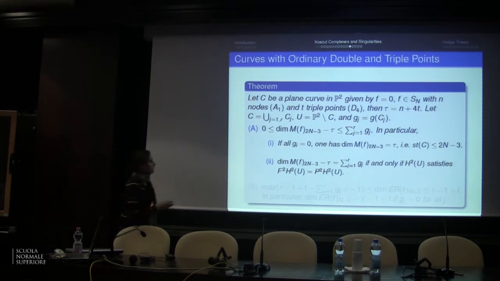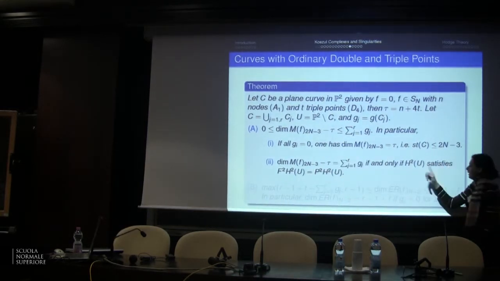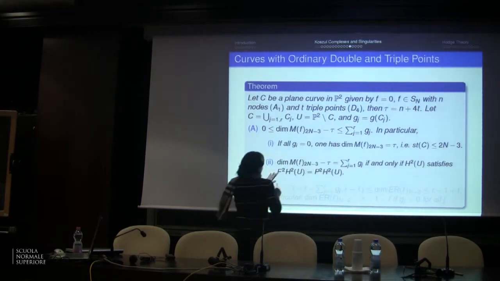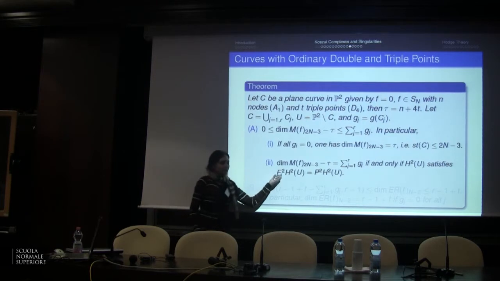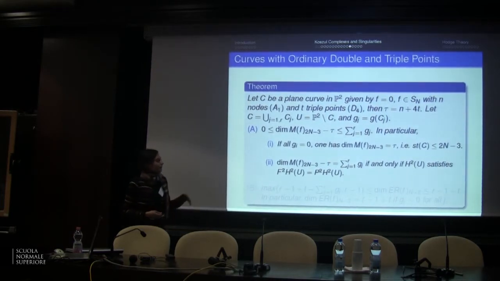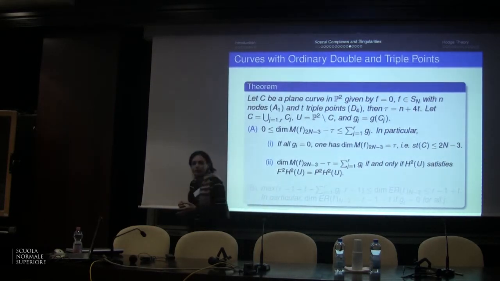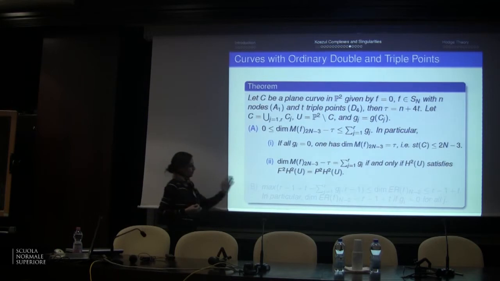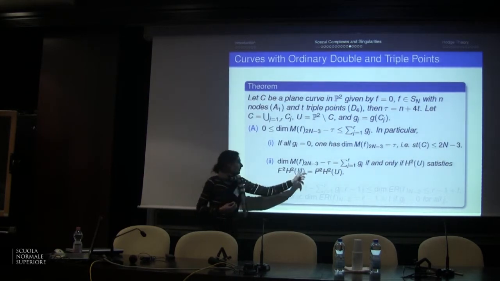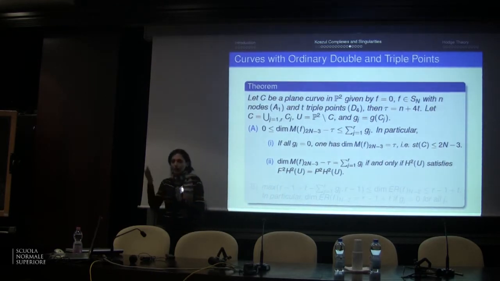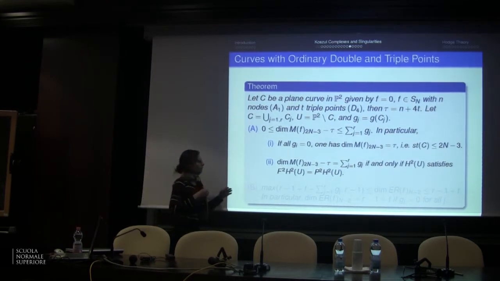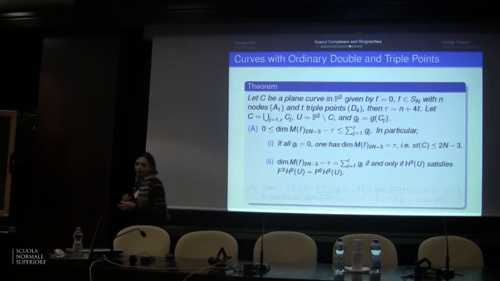Now, we have equality here if and only if H^2, the second cohomology group of U, satisfies this equation: F^2 H^2(U) is equal to P^2 H^2(U). F is the Hodge filtration that I will talk about in the second section, and P is the pole order filtration. I won't talk about it now, but we have a sort of filtration on H^2, and we also have another structure on H^2, which gives the Hodge filtration. And it was proven by Deligne and Dimca that we have an inclusion between F and P, so F^s is included in P^s, which is an equality in the case of nodal curves, but not in the case of triple points.